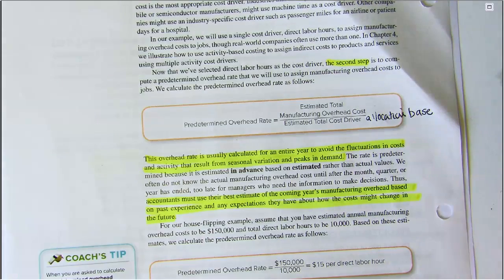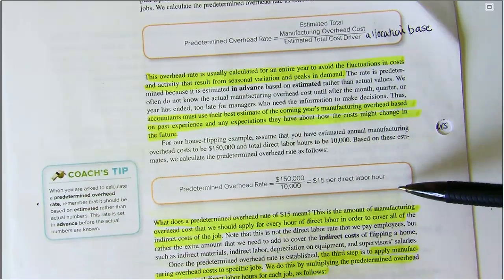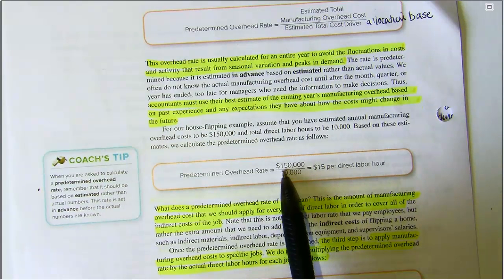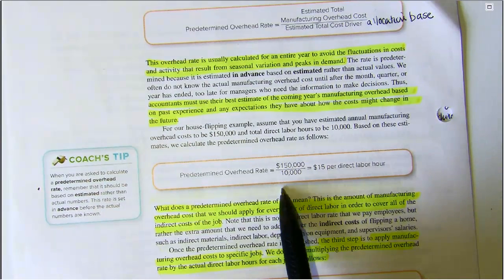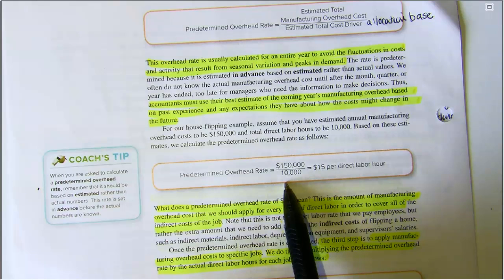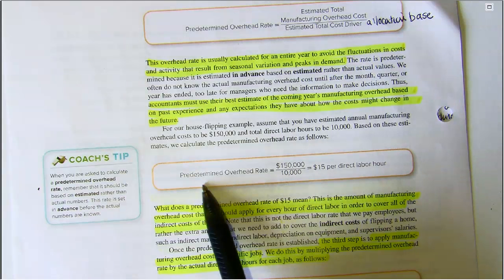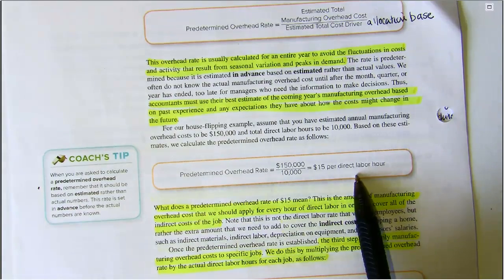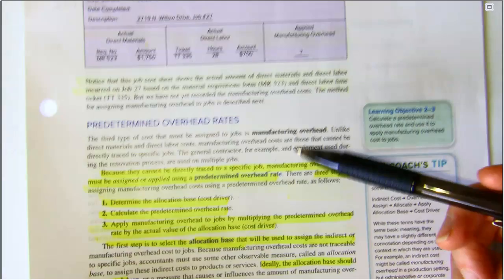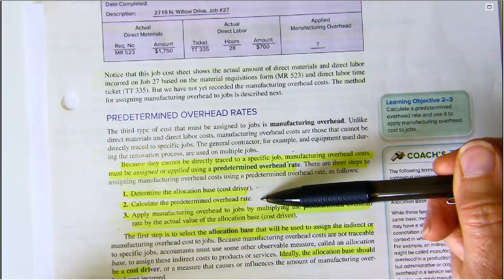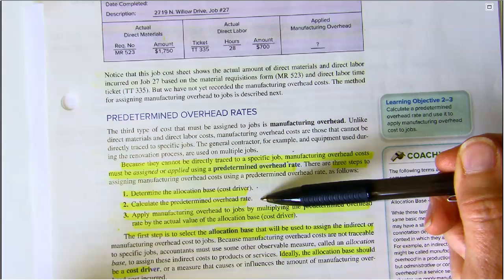Now the next step is to actually do that calculation. So in our example here, it says to take the total estimated overhead for the year, $150,000, divide that by the estimated allocation base or cost driver, which in this case is direct labor hours, and that overhead rate becomes $15 per direct labor hour. This is the predetermined overhead rate. So if I flip back to page 55, we've determined the allocation base is direct labor hours, and we've calculated the predetermined overhead rate at $15 an hour.